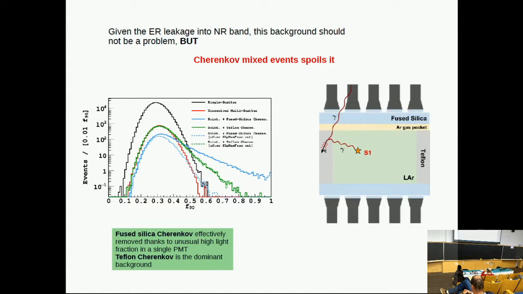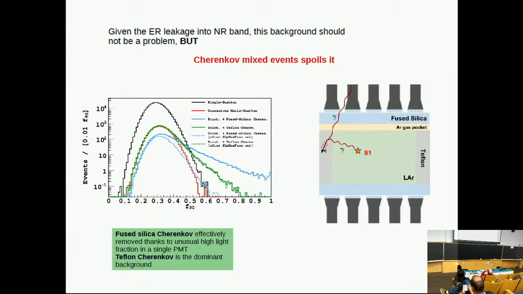It was not expected because it's very delicate, since it's in the last millimeter of the Teflon that you have this light. So basically, the outcome of this is the F90 distribution in a given S1 range.